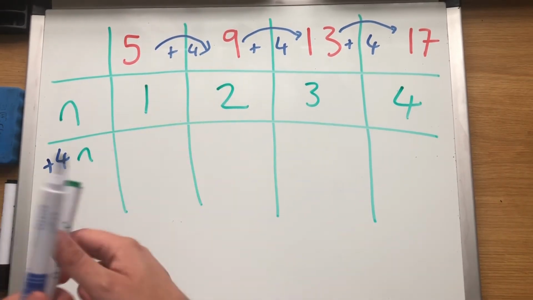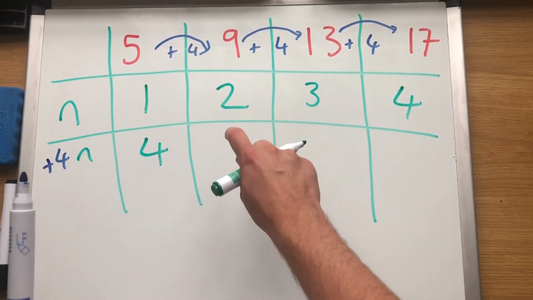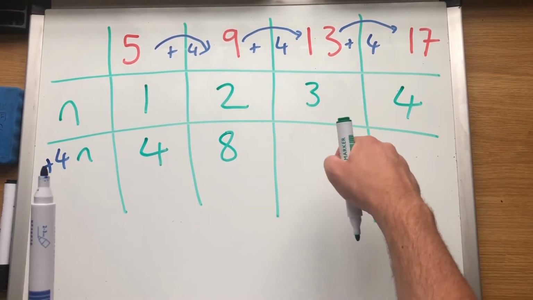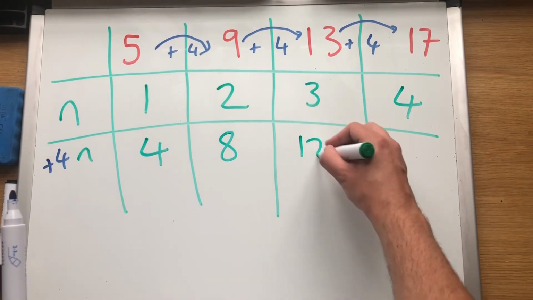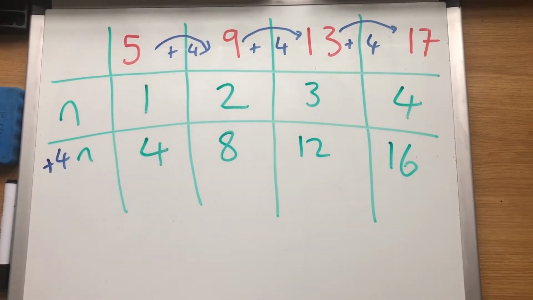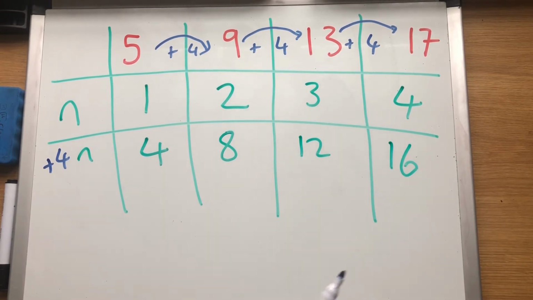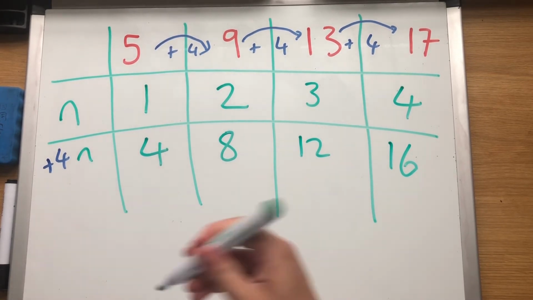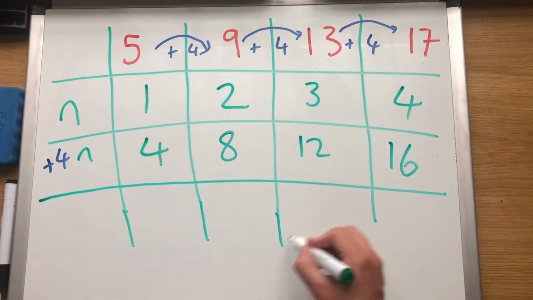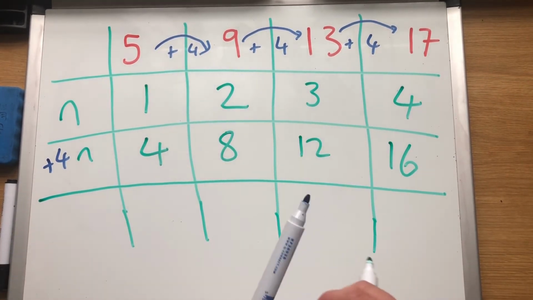So here n is 1. So 4 times 1, 4. Here n is 2. So 4 times 2, which is 8. Here n is 3. So 4 times 3, which is 12. 4 times 4, which is 16. So we've got our sequence, 4, 8, 12, 16. But now we need to ask ourselves the question, what are we trying to find again? Because we're not trying to find the sequence 4, 8, 12, 16. We're trying to find the sequence 5, 9, 13, 17.